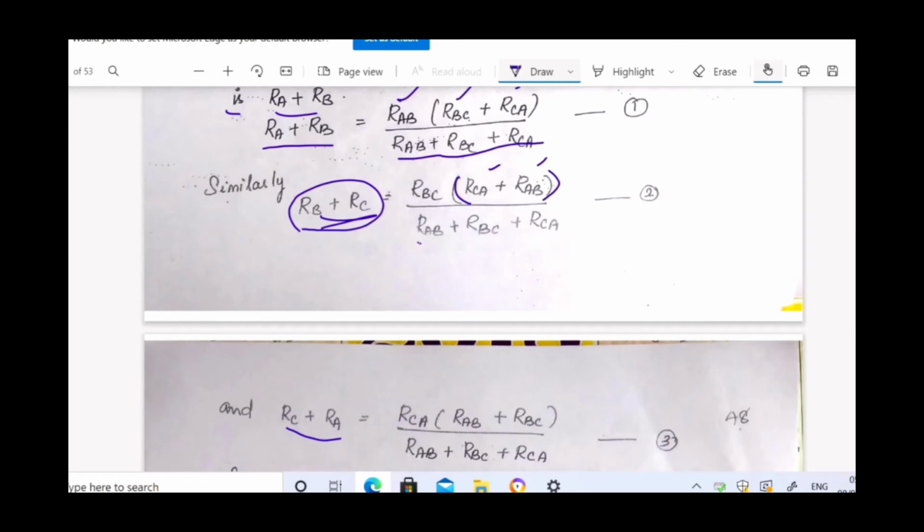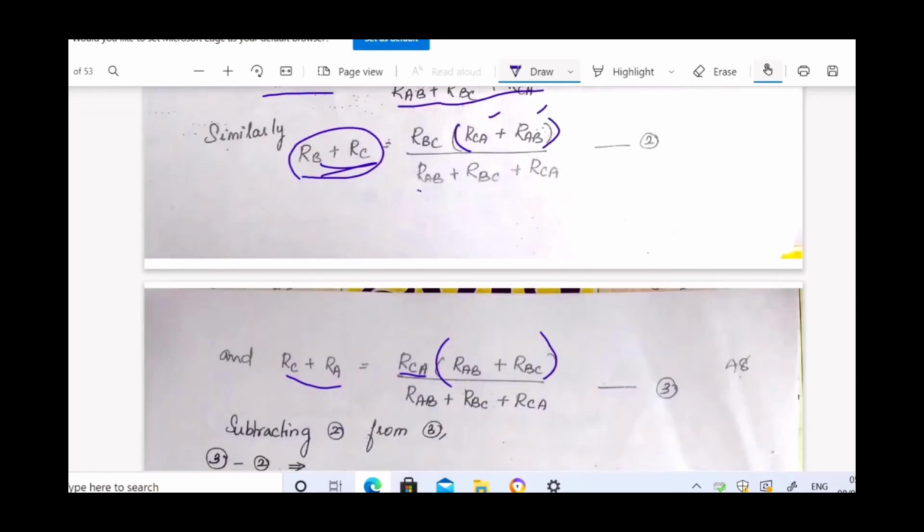So it is the resistance between C and A. The opposite resistors are in summation, multiplied by the product, and the denominator becomes the summation of all the resistors. Let us number all the equations one by one as 1, 2, 3.